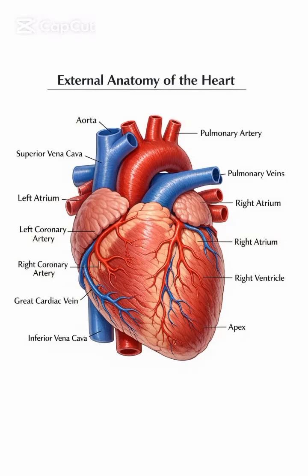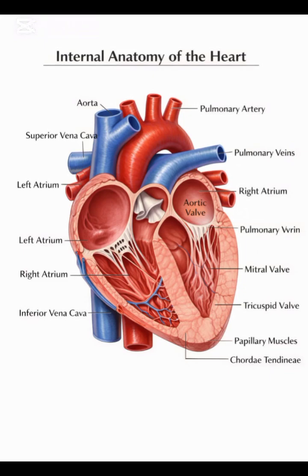External structure of the heart. What the diagram shows: location of the heart in the thoracic cavity. Major blood vessels: aorta, pulmonary artery, pulmonary veins, superior and inferior vena cava.